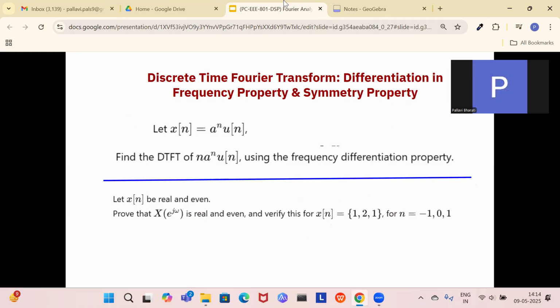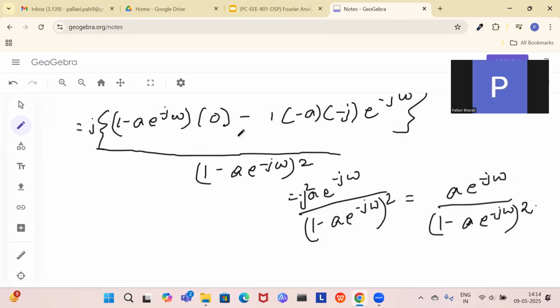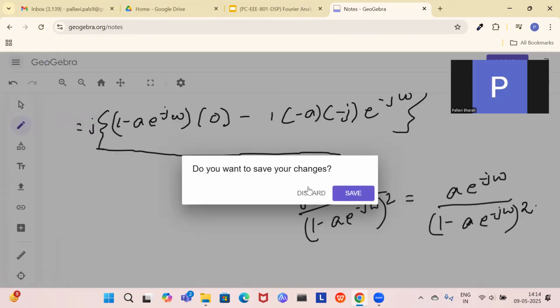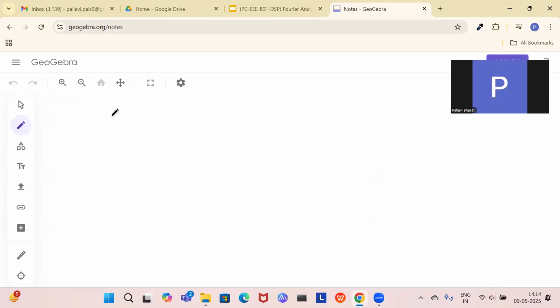Now the symmetry property. The symmetry property is a bit longer, but we will do it in short because the thing is that we are doing DTFT. In DFT again we will be doing those properties, although the property is a bit different for the DFT case, but we need to do all the things completely for DFT. Now, first thing regarding the symmetry property of DTFT.